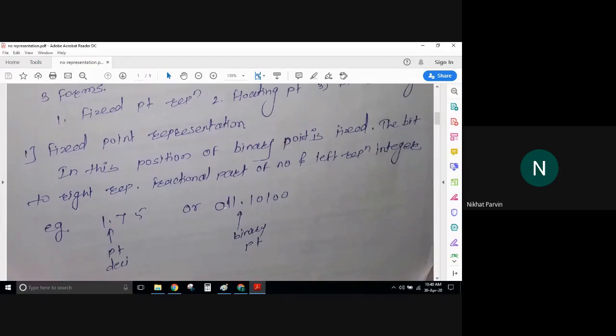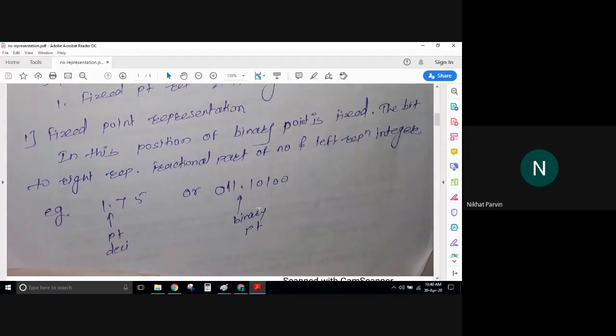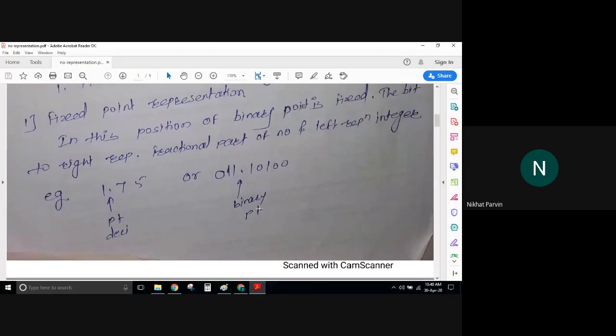Again, left of this is your integer, right of that is your fractional part. In short, whenever the point position is fixed in the processor, we call it a fixed point representation.